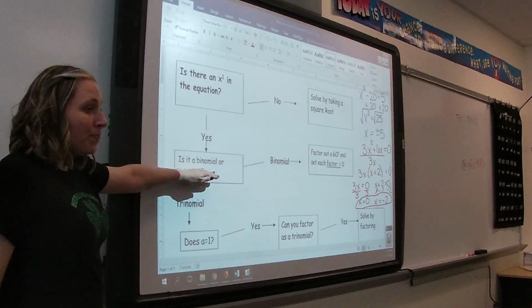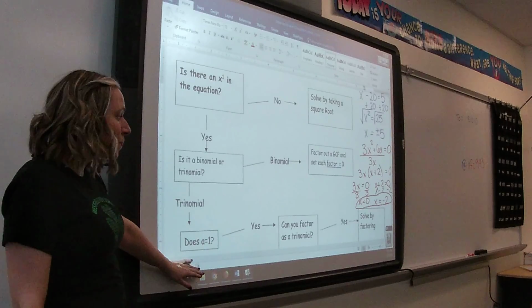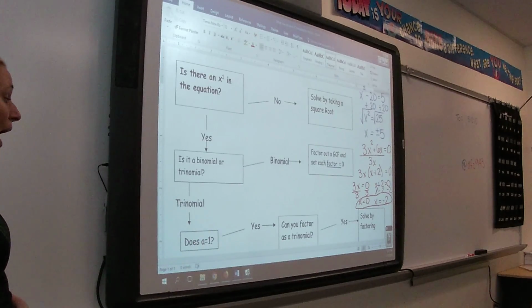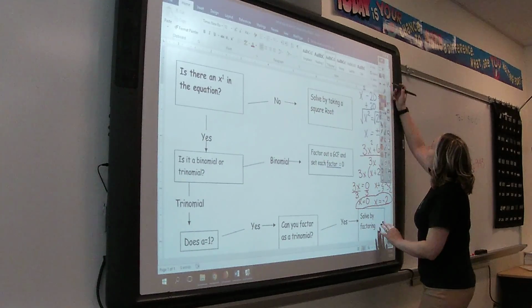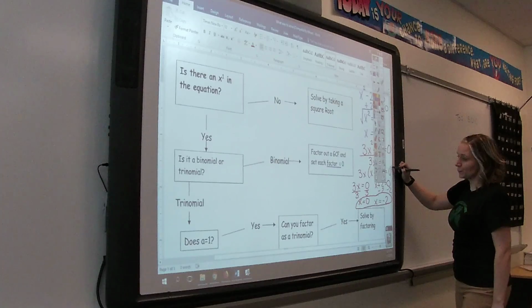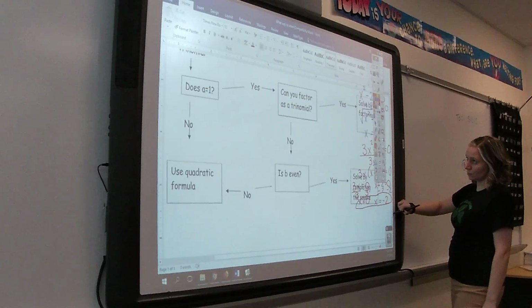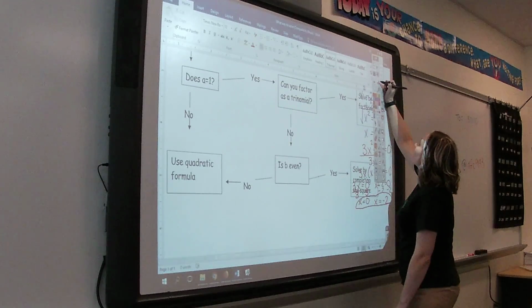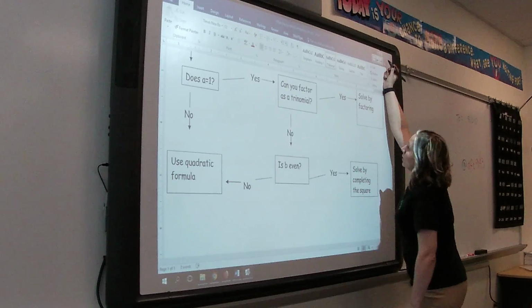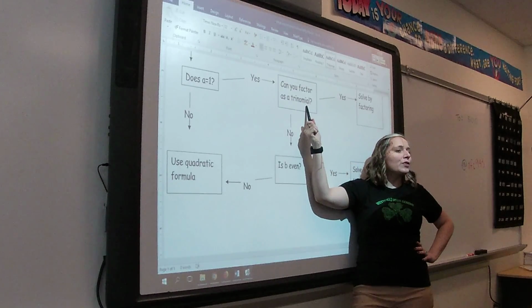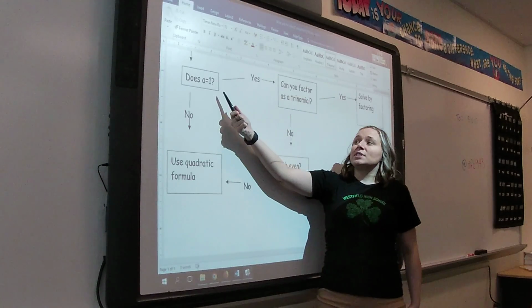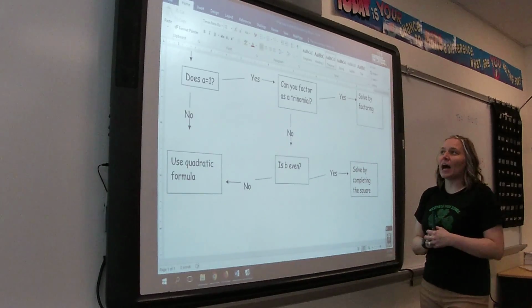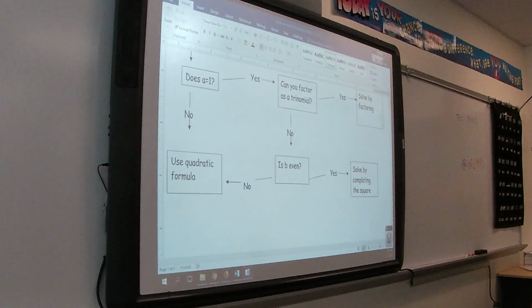If it's not a binomial, but it's a trinomial, the next thing we're going to decide is if a equals 1. So I'm going to start scrolling here. Here's where there's going to be a large variety of preference happening. So does a equal 1? You're going to decide yes or no. And then you're going to decide if you can factor it as a trinomial.